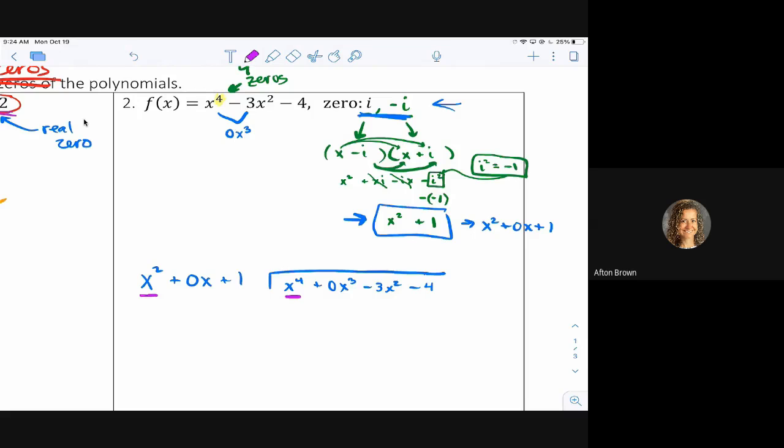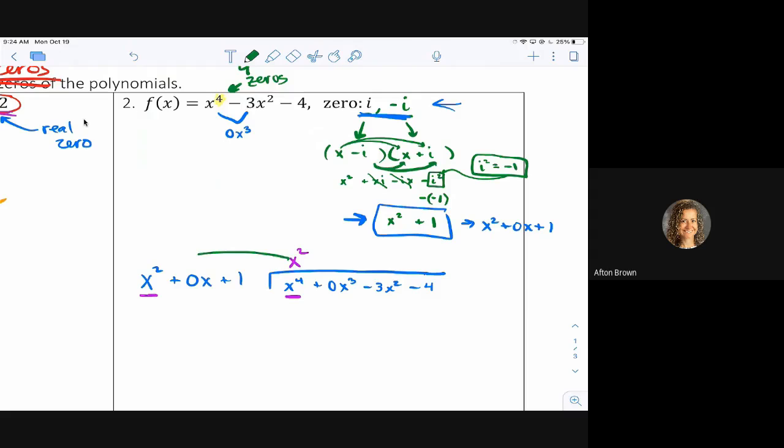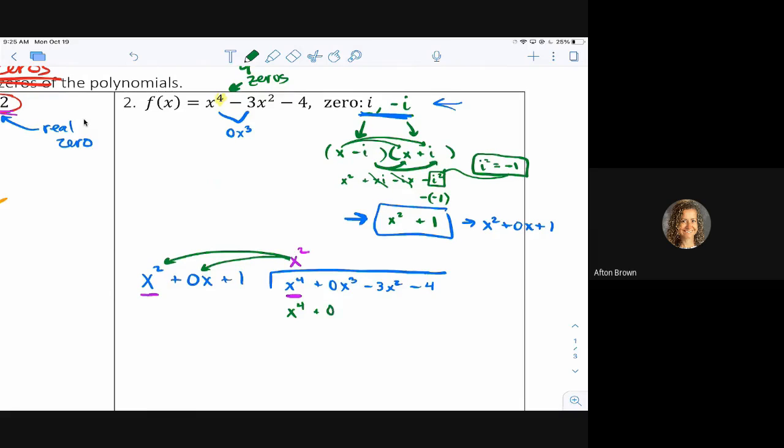Squared. X squared. So I put an x squared on top. Then you take the number that you put on top, let's say I'll do green, and that number has to distribute to every term in front. What's x squared times x squared? X to the 4th, which we expected, we wanted it to match that first term. Then you multiply it by the next one. X to the 3. Good. 0. Exactly. Since there's a 0, 0 times anything is 0, so it's 0x cubed.